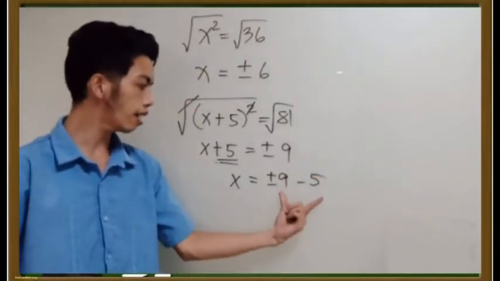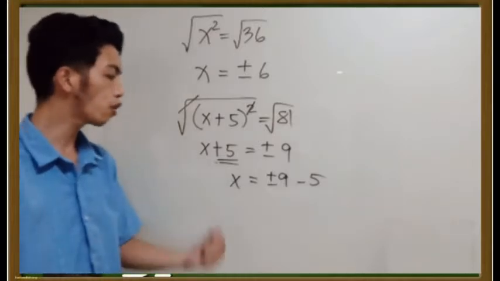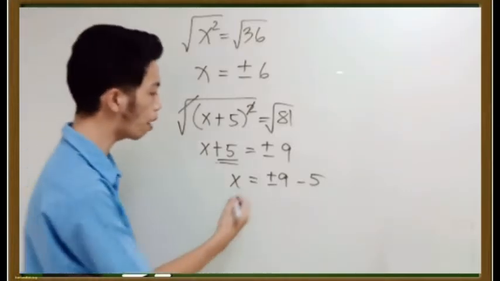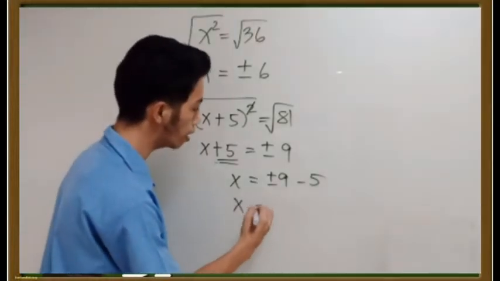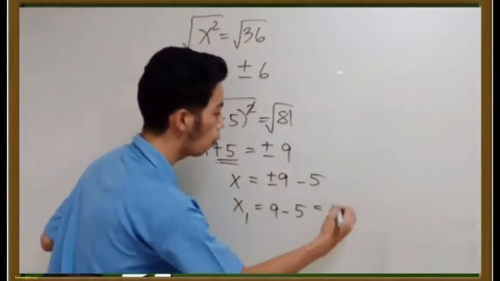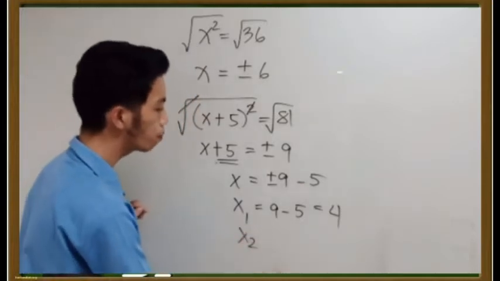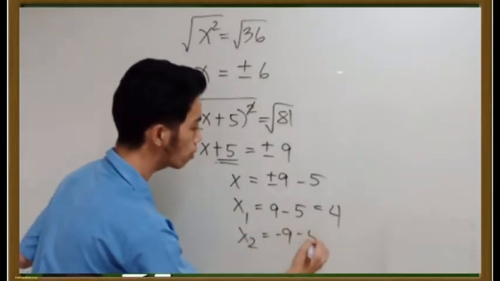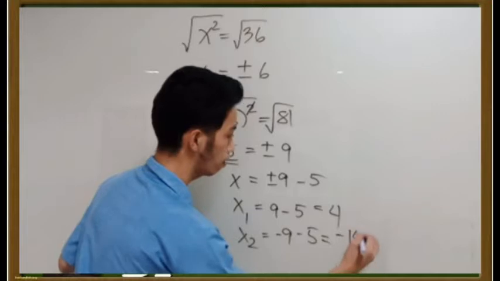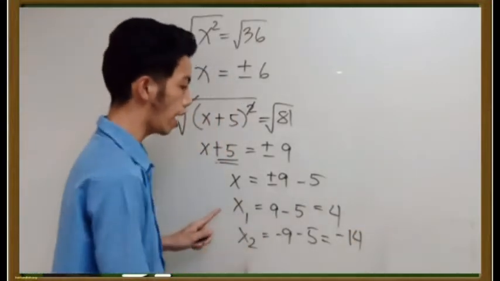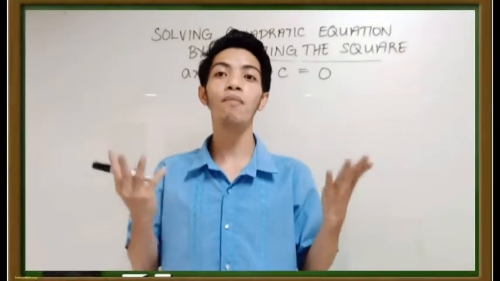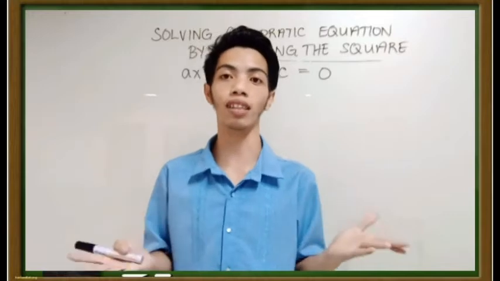Okay? So in this form, we are going to separate positive from negative. To separate positive from negative, we have two possible solutions. X sub 1 is equal to positive 9 minus 5, this will give us 4. And then we have x sub 2. We have negative 9 minus 5, this will give us negative 14. Okay? So therefore, the values of x are 4 and negative 14. So madali na sa atin kung paano mag-solve ng quadratic equation gamit ang extracting the square root.